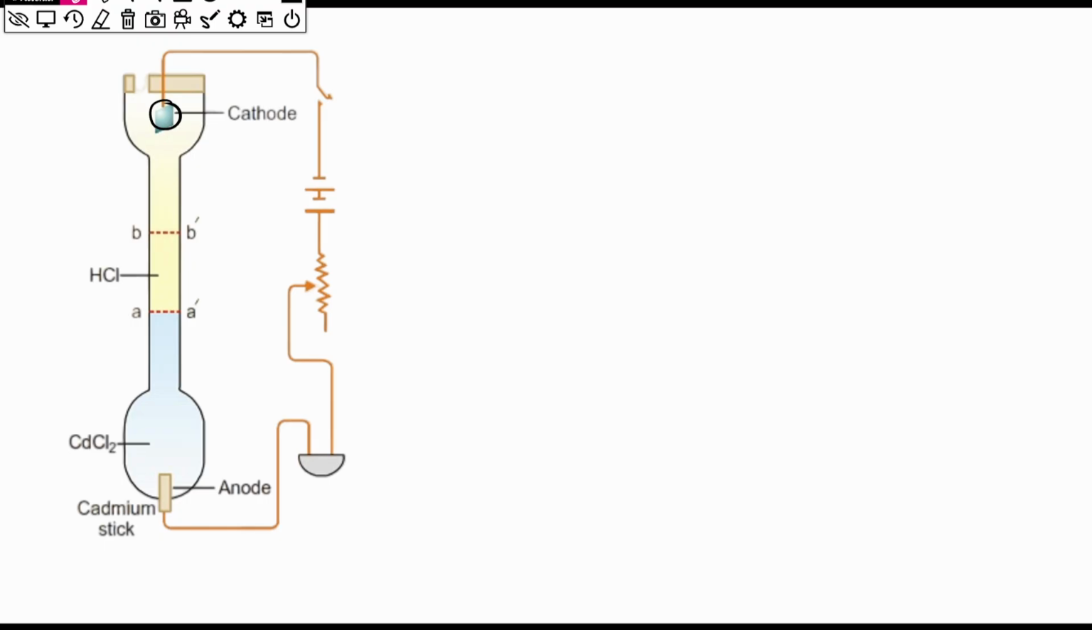In that condition, the HCl solution will tend to move upwards. Now suppose here it has moved this much amount of length. Now let us say from AA dash it has moved to BB dash. Let's say this is L centimeter, meaning the distance traveled by the boundary is approximately L centimeter, and let us say that the area is A centimeter square.